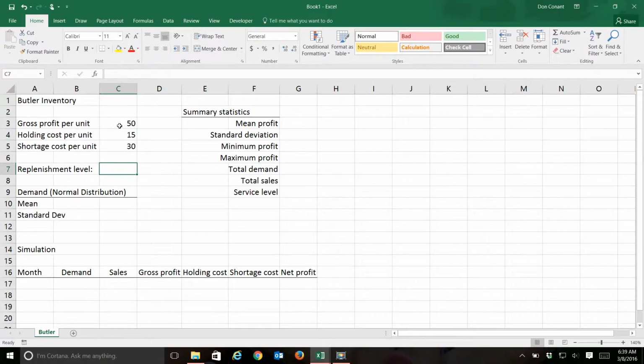We have a replenishment level of 100 units per day. That means that we restock to ensure that we have 100 units in stock. So if we have 10 left over, we'll order 90. If we sell all 100, then we order 100, but we keep our inventory at 100 units. The demand follows a normal distribution with a mean of 100 units and a standard deviation of 20 units. With this information, we'll go ahead and set up our simulation.